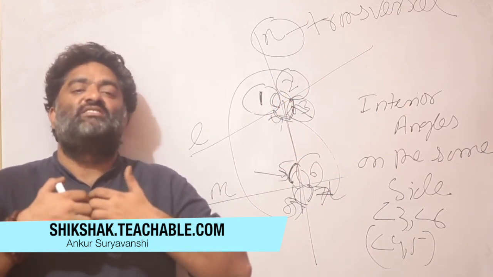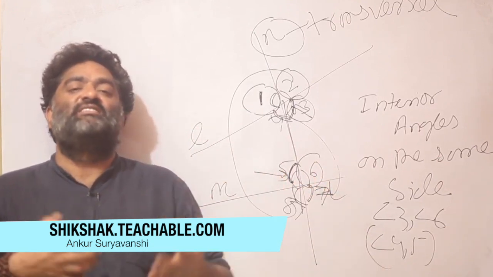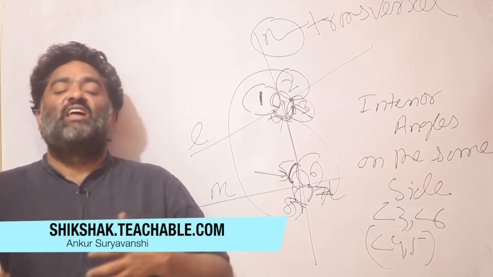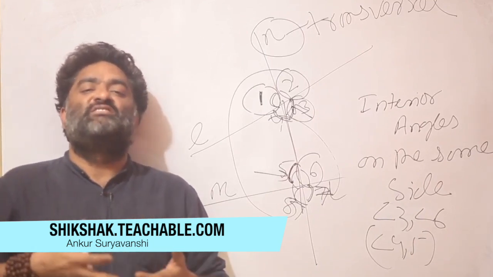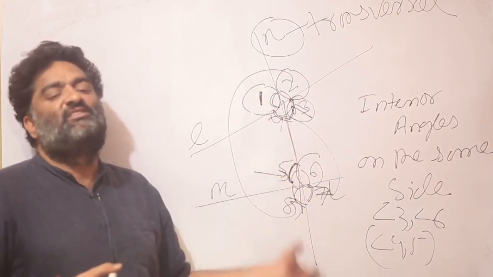This is just understanding the term, because now when we move to parallel lines, we'll say things like corresponding angles are equal or alternate interior angles are equal. So we should know what these terms mean. That is the only use of knowing these terms and just getting familiar with the basic ideas.